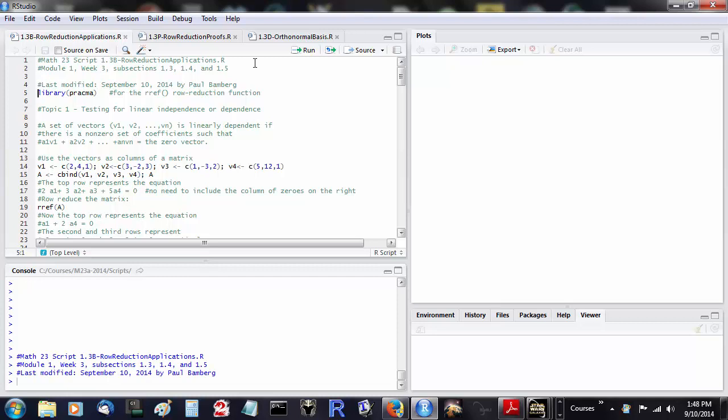I propose to do as little row reduction by hand as possible, so I'm going to load the practical math library so I can use the RREF function. And let's start out with our first test.